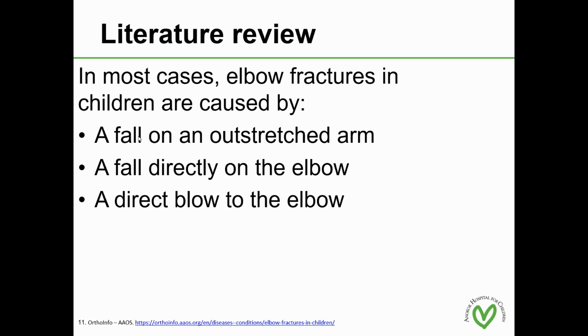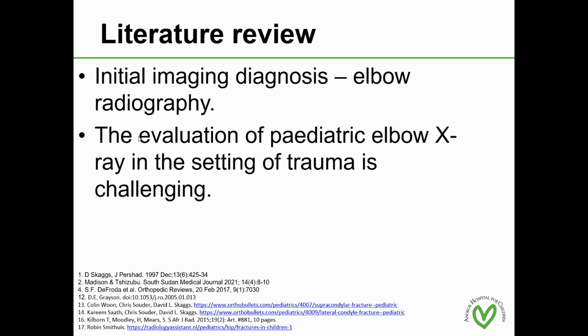So in most cases, elbow fractures in children are caused by a fall on an outstretched arm, a fall directly on the elbow, or a direct blow to the elbow. So how do we diagnose this in imaging? Elbow radiograph is the initial imaging usually used in most pediatric hospital centers. The evaluation of pediatric elbow X-ray in the setting of trauma is challenging. And why?